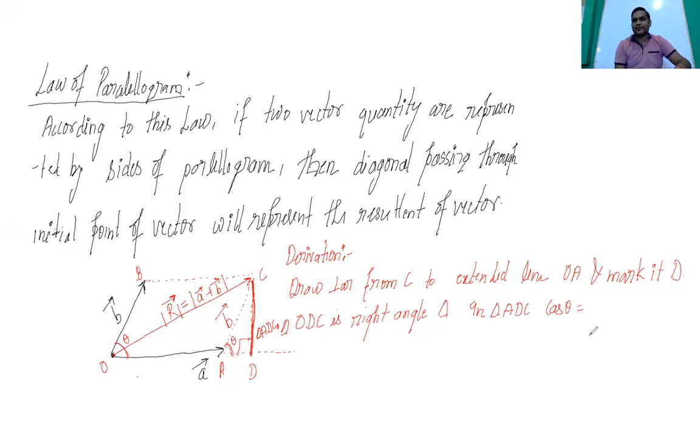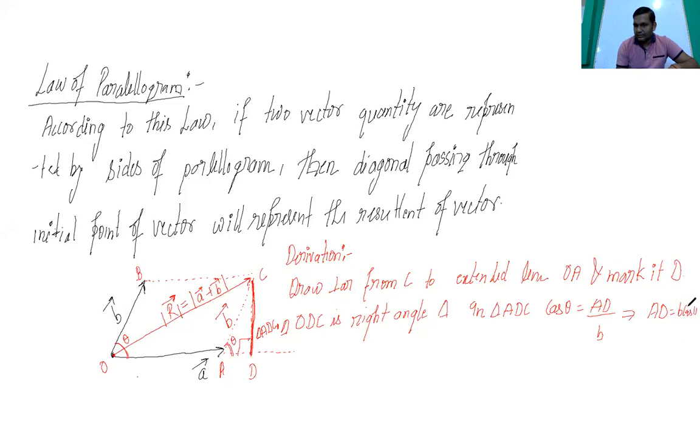AC is equal to the B vector because this is parallel to that, which means these are collinear vectors, OB and AC, since they are in the same direction and parallel to each other. So cos theta will be equal to AD upon AC, and AC we write directly as B vector. So you can write here AD is equal to B cos theta.